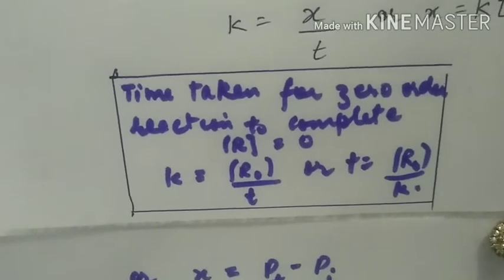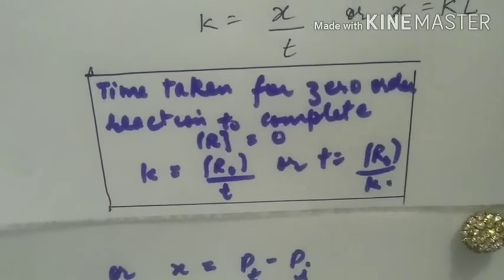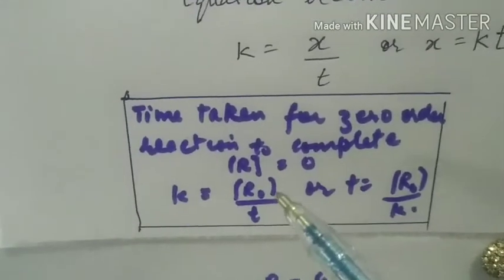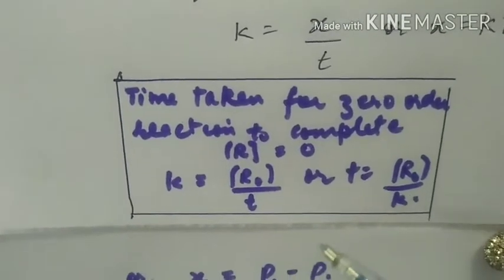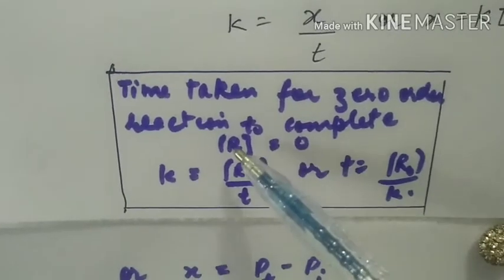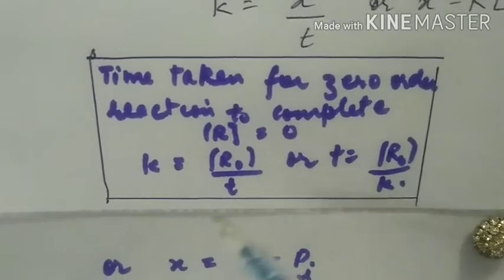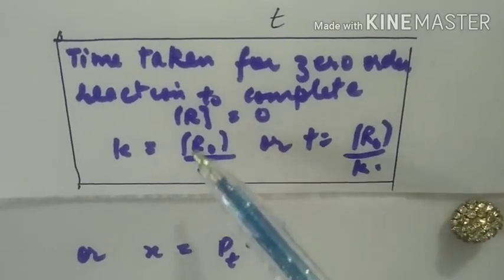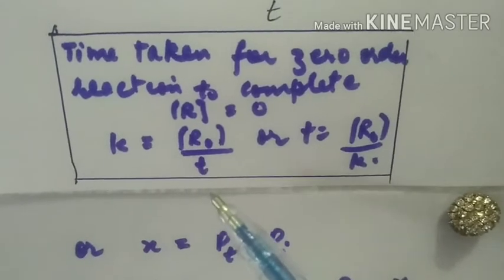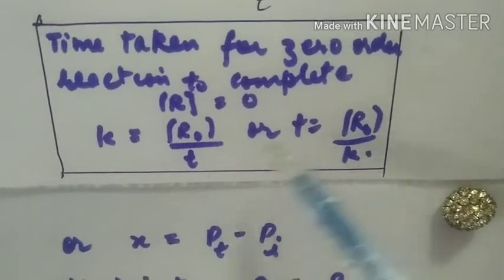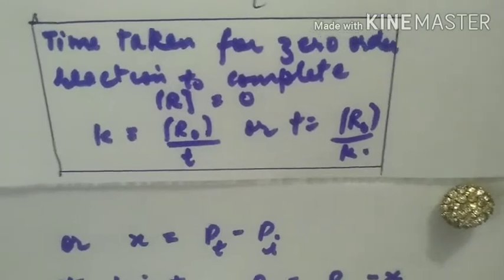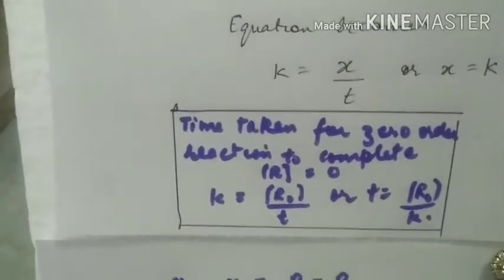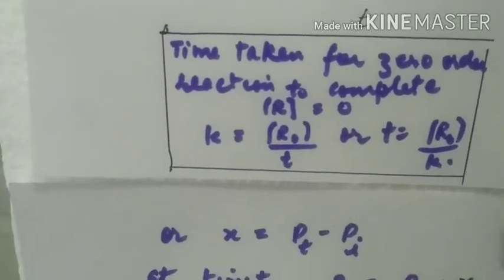Then we can also find the time taken for a zero order reaction to complete, for which you see at the completion of reaction the concentration of R will be 0. So k is equal to [R]0 minus 0 upon t, k is equal to [R]0 upon t, or t is equal to [R]0 upon k. So we can find the time for the zero order reaction to complete.